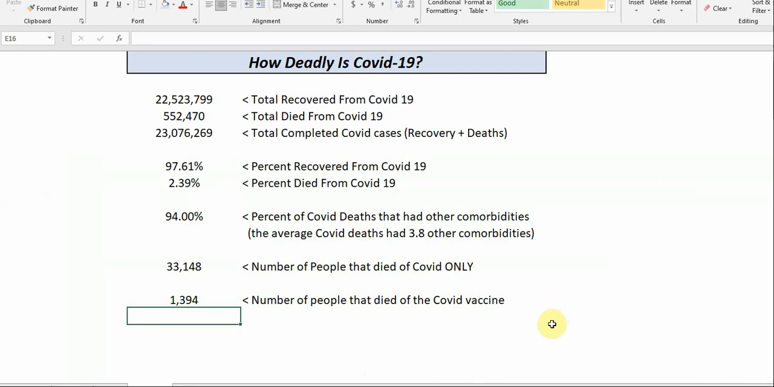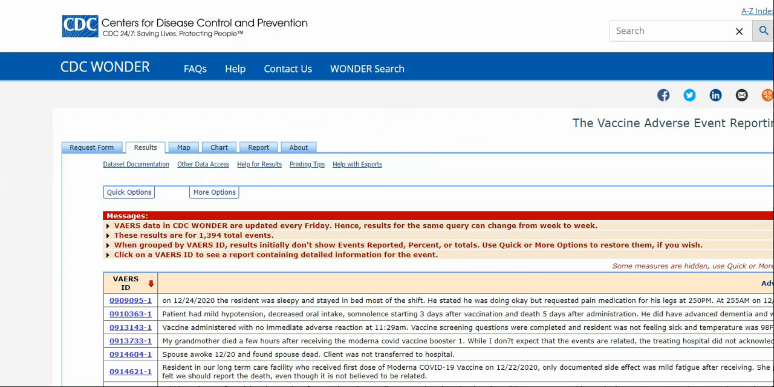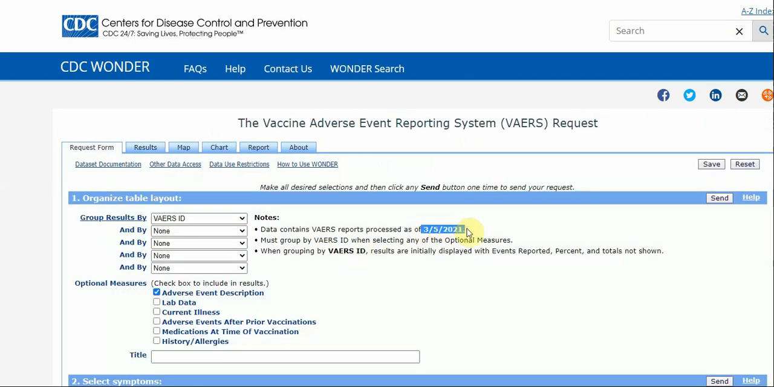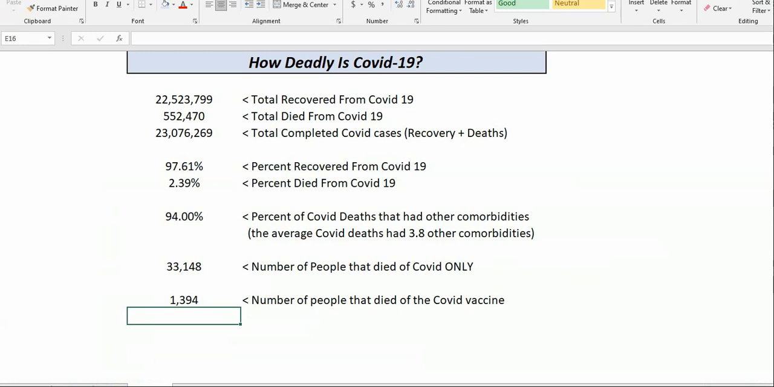So just some statistics for your consideration. I'm not telling you what to think. I'm just informing you of some facts that are rarely reported in the news media. Only 33,148 people who died of COVID-19 died from COVID-19 only. 1,394 people have died related to the COVID-19 vaccine. And the vaccine has only been available since December. And this information here, the number of deaths, is as of March 5th. Just some information for you to consider.